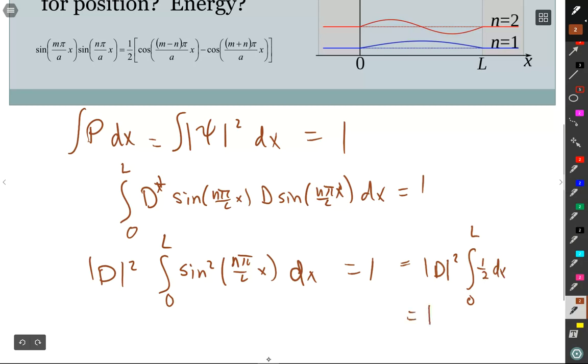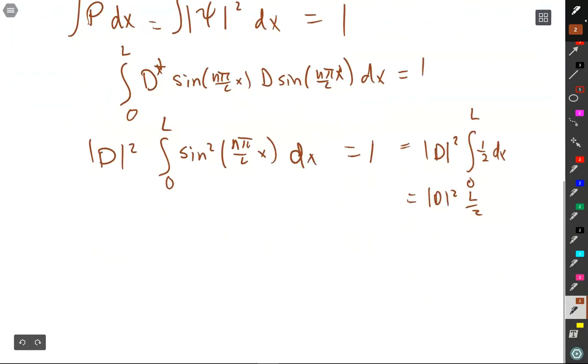Which is pretty simply d mod squared times L over 2. And so that gives us a value for d, and you are free to tell me I made a mistake. Yeah. Why did you switch them? Well, I had 1 equals here. So I multiplied by 2 and divided by L. And then I square rooted. Okay, I didn't write the plus or minus.